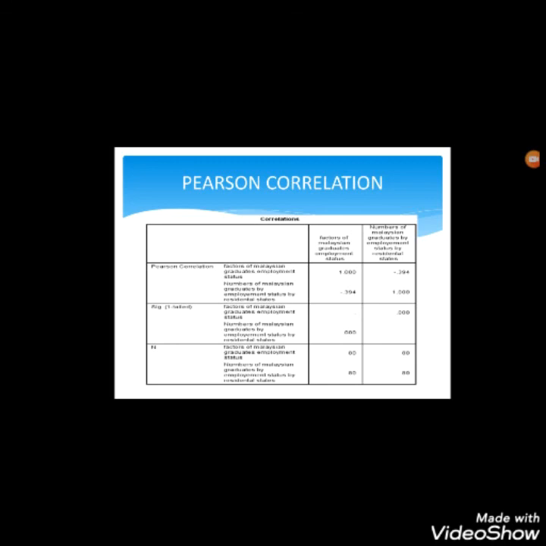There is a strong negative correlation between factors of Malaysian graduates by employment status and the number of Malaysian graduates by employment status, and the R value is negative 394.